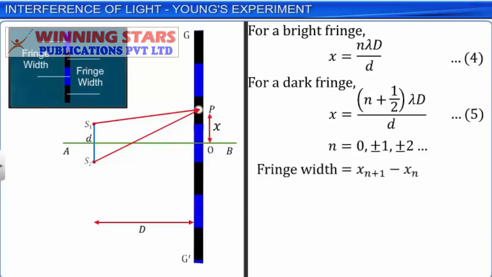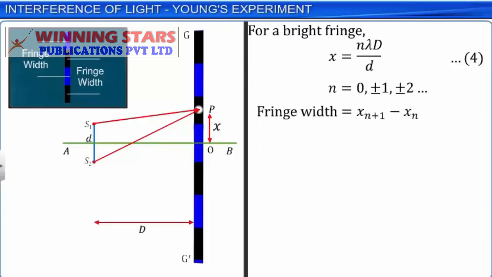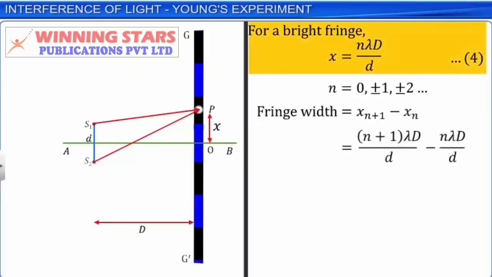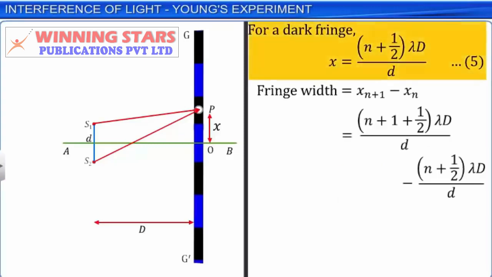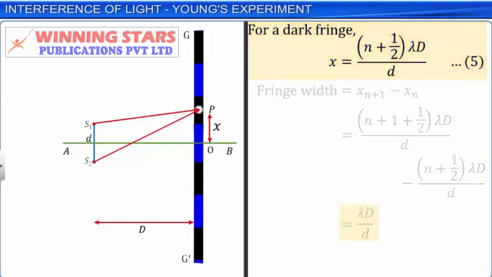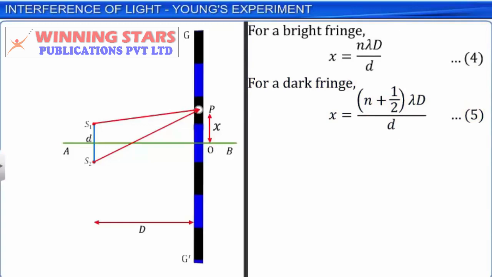From equation 4, the fringe width for a bright fringe can be written as lambda D by d. From equation 5, the fringe width for a dark fringe can also be written as lambda D by d. Hence, the fringe width is the same for both the dark and bright fringes, which means the dark and bright fringes are equally spaced. If the fringe width is represented by beta, then beta is equal to lambda D by d. Let this be equation 6.